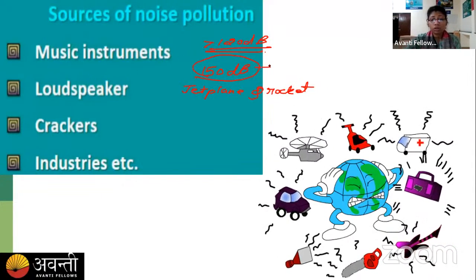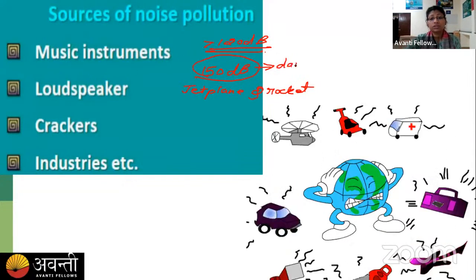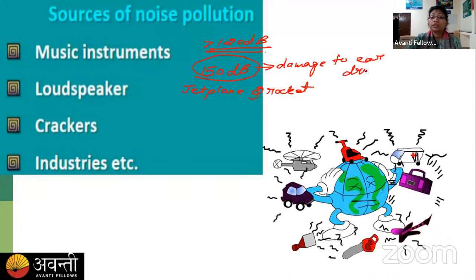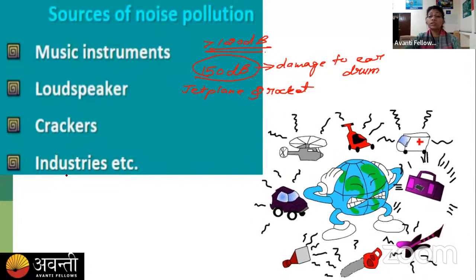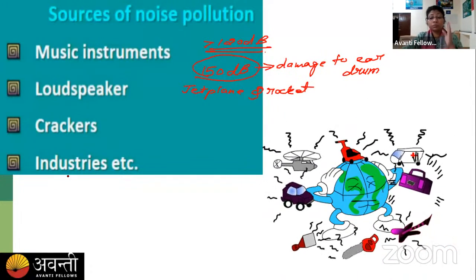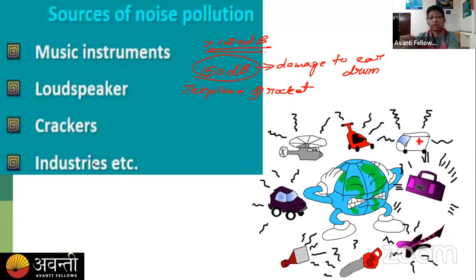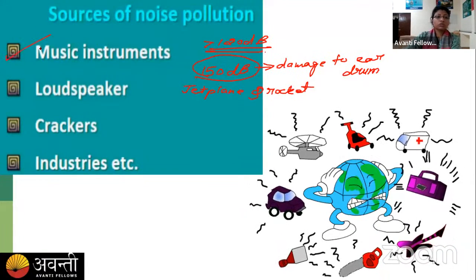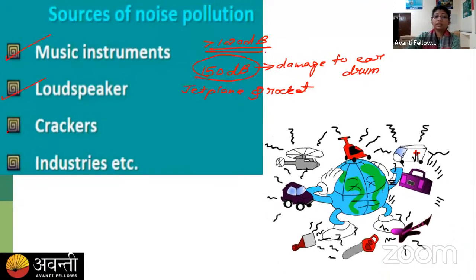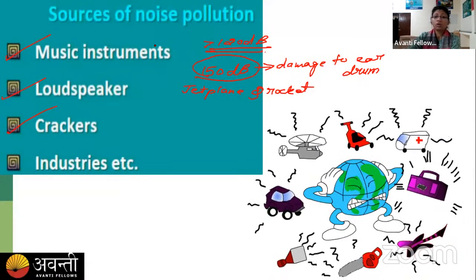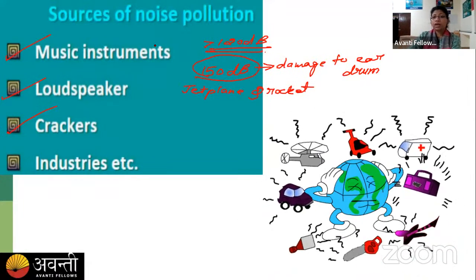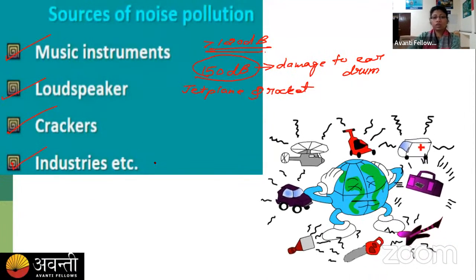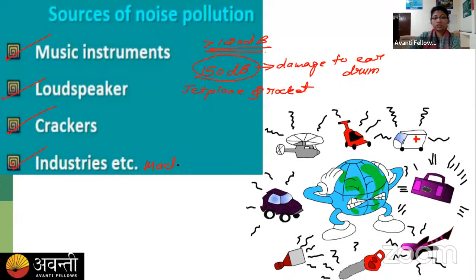This loud sound causes damage to the eardrum, and the person will have a permanent hearing loss. Okay. So noise pollution can be caused by musical instruments, loudspeakers, the firecrackers you burn on the occasions of festivals or any celebrating occasions, and through industry due to the noise of the machines. Okay.